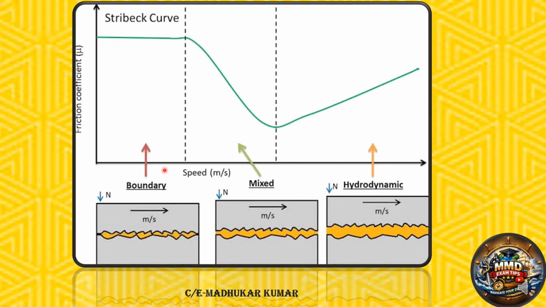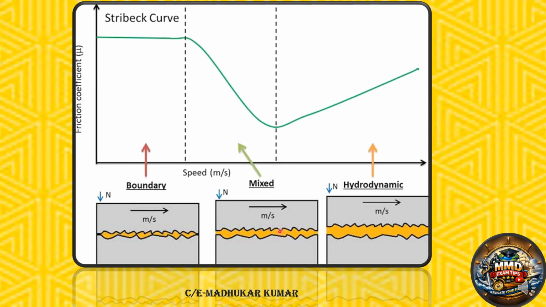Here you can see the curve, with speed in meters per second on the x-axis and friction coefficient mu on the y-axis. You can see it starts with the boundary lubrication part. Here you can see the Stribeck curve. Up till this minimum speed you have the boundary lubrication. In some parts there may be contact, otherwise lube oil is also there and separation is also there. We will see the boundary lubrication concept also.